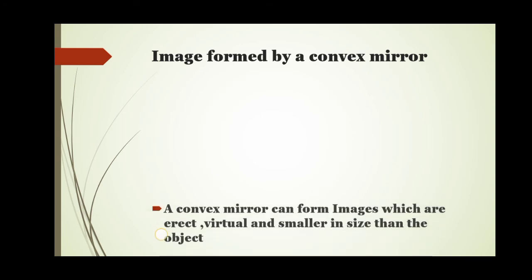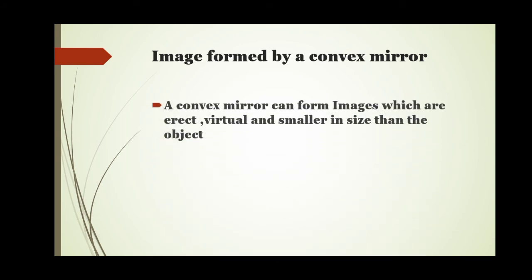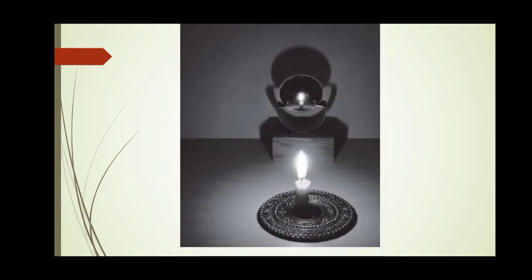Now let us check the image formed by a convex mirror. A convex mirror can form images which are erect, virtual and smaller in size than the object. Here you can see the candle image is very small in the convex mirror.